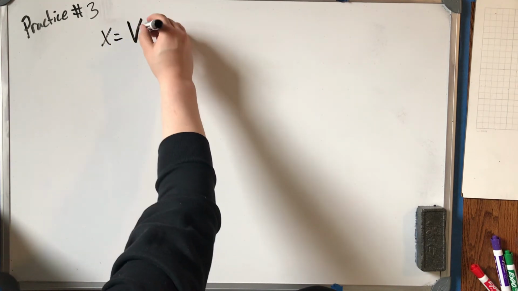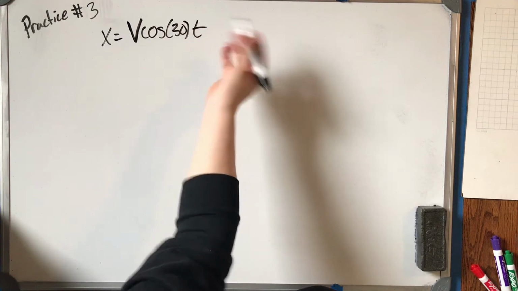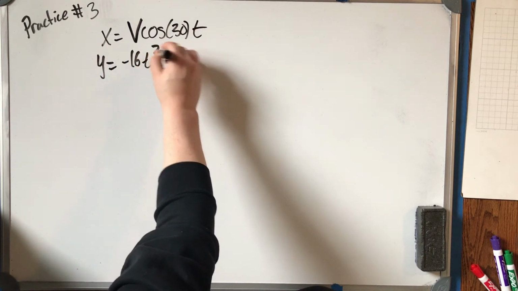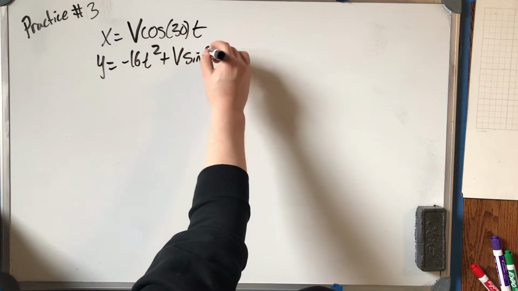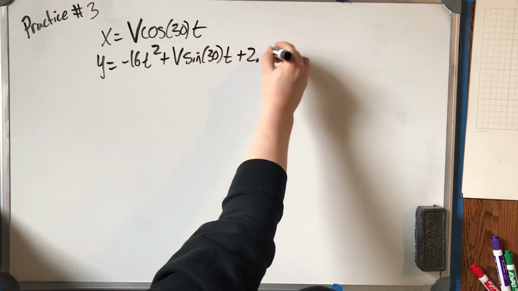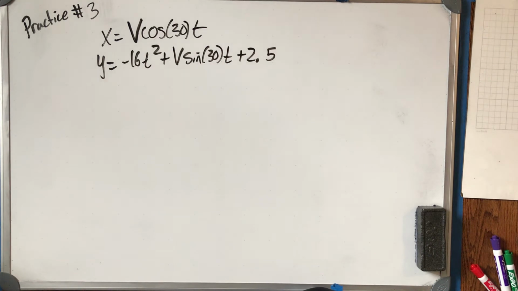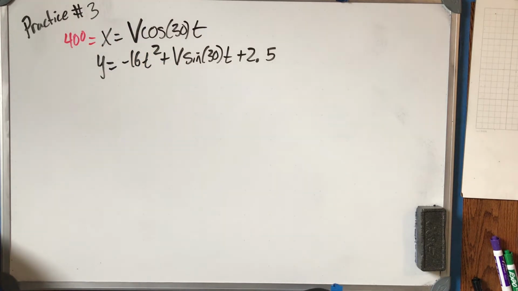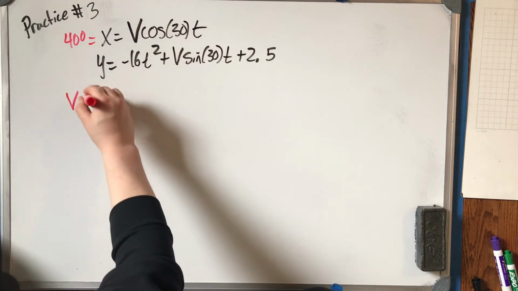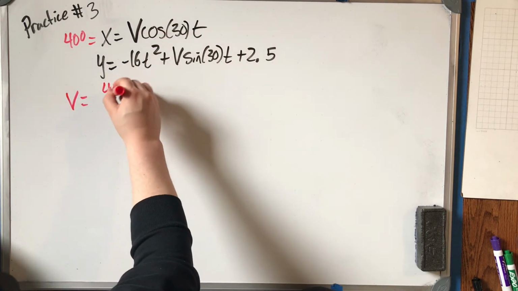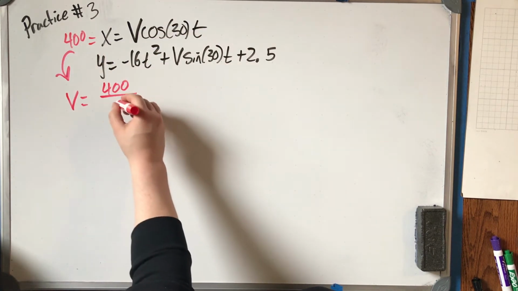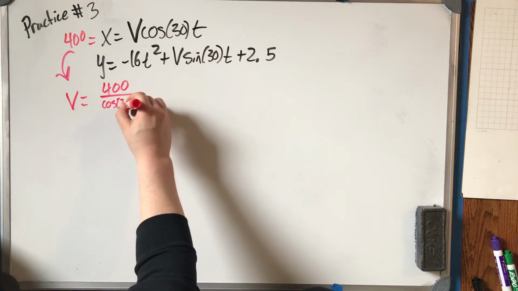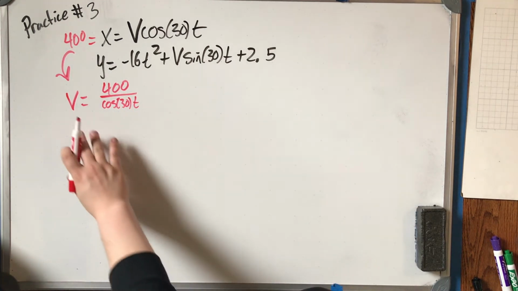So x, we don't know the velocity, but we do know the angle. We don't know time either. Y, we have negative 16t squared, still don't know that velocity. And we know that it was 2.5 feet above the ground. So what I'm going to do is use that information that they gave us, which is the 400 feet away and 15 feet high. I'm going to start off by setting the x equation equal to 400, and I'm going to solve for v. So when I solve for v, that's going to be 400 divided by this cosine 30 times t. Okay, so that's what this v value is.